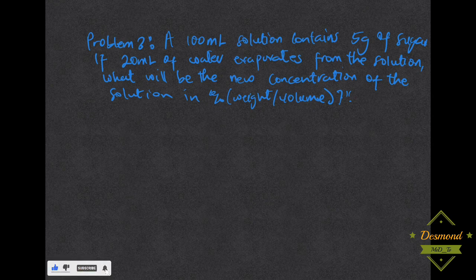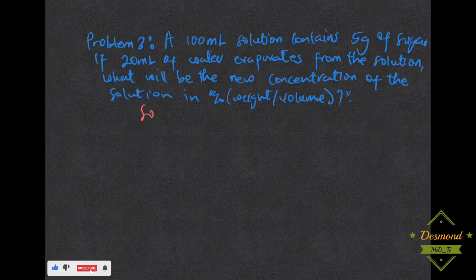100 ml solution contains 5 grams of sugar. Now, if 20 ml of water evaporates from the solution, what would be the new concentration of the solution in percentage weight over volume? Very simple. You have to understand the question first. You can see that the solution volume decreases due to evaporation, but the amount of solute, that's the sugar, remains the same. It does not change.